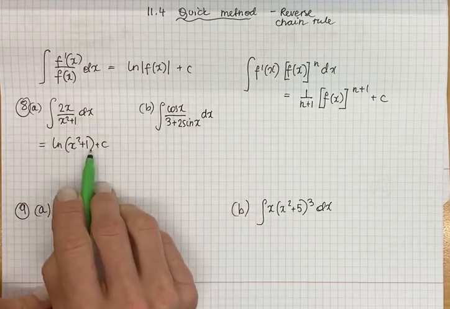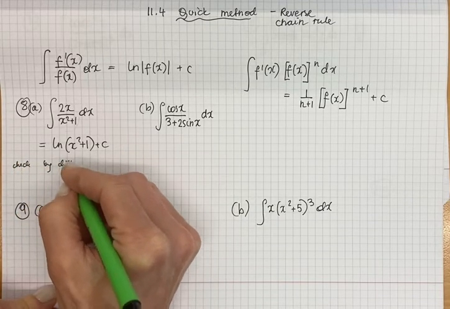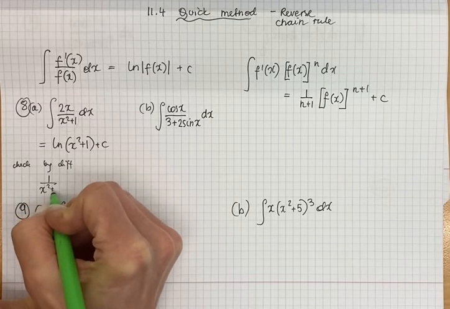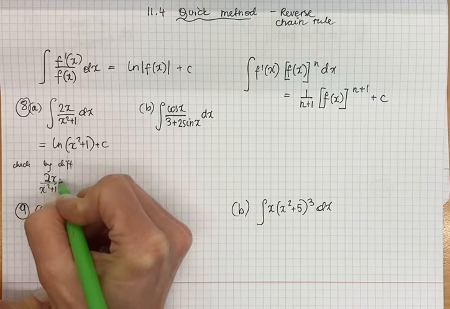Okay, you can always check by differentiating. So you have differentiated, it will go to 1 over x squared plus 1, and then you times it by the derivative, so you have 2x on the top.